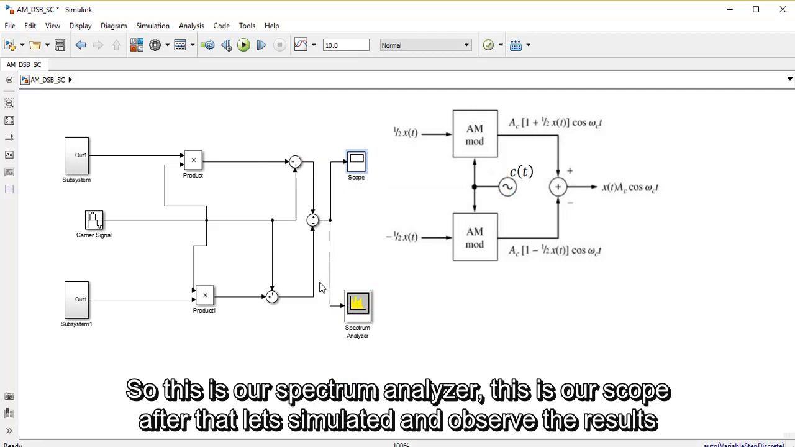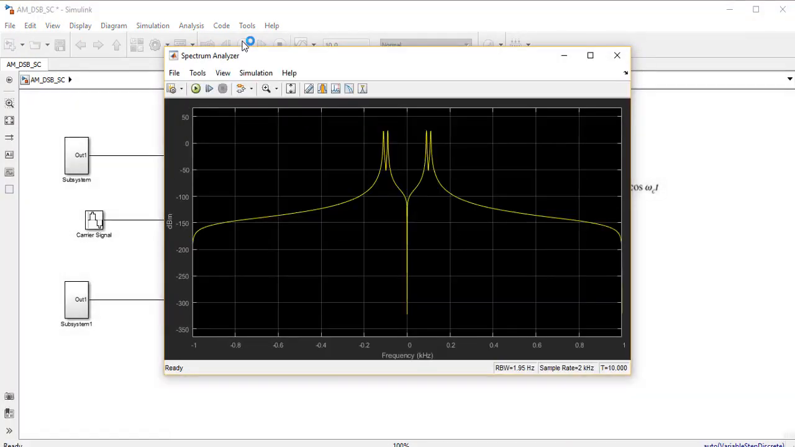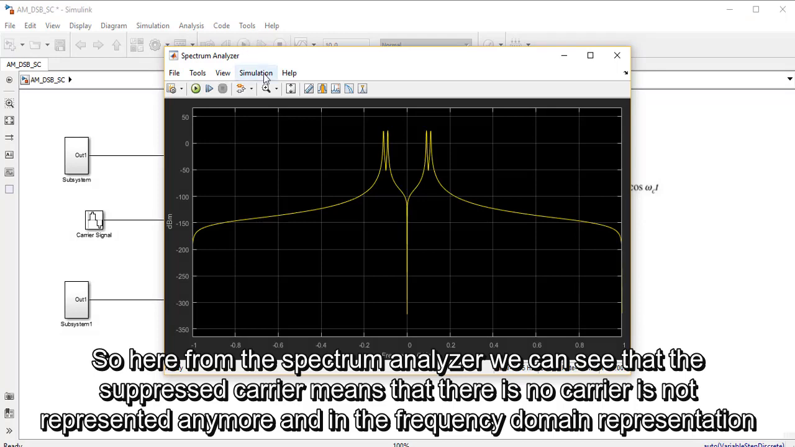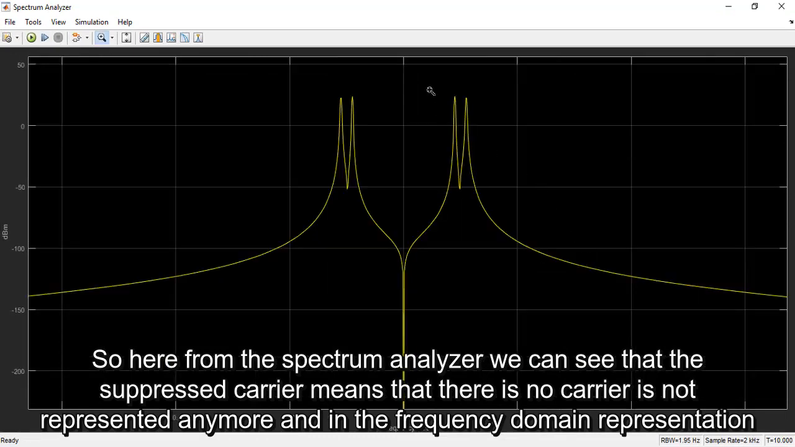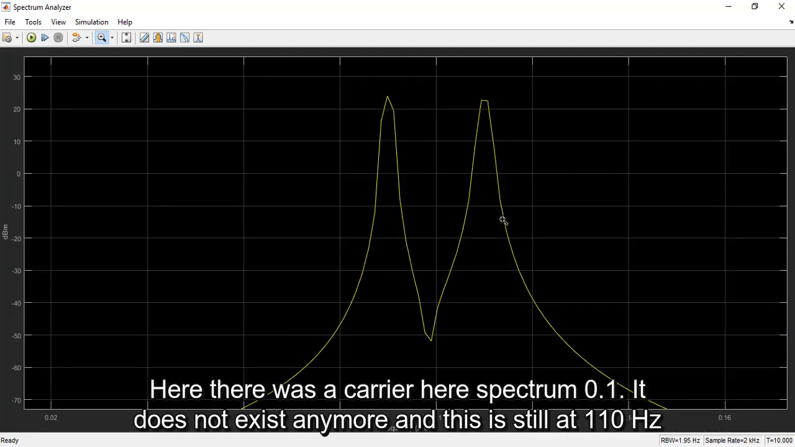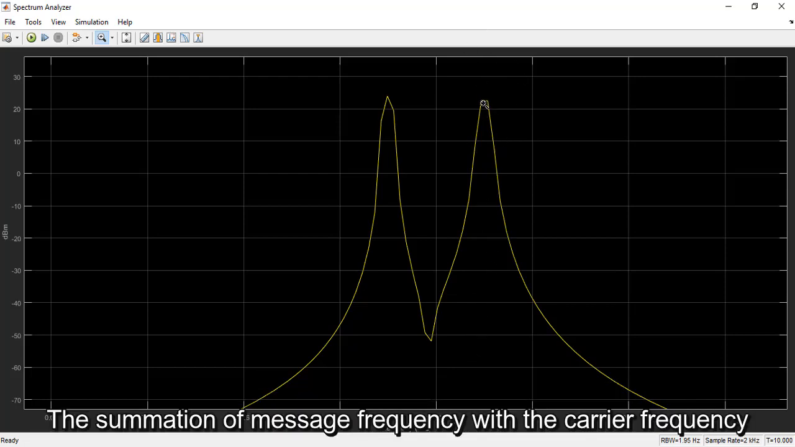After that, let's simulate it and observe the results. So here from the spectrum analyzer, we can see that the suppressed carrier means that the carrier is not represented anymore in the frequency domain representation. Here, there was a carrier, spectrum at 0.1. Now it does not exist anymore, and this is still at 110 Hertz, the summation of the message frequency with the carrier frequency.